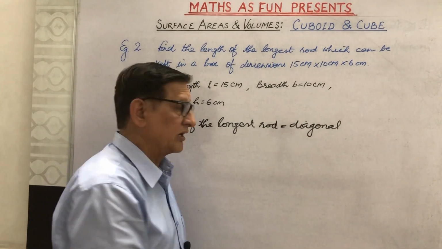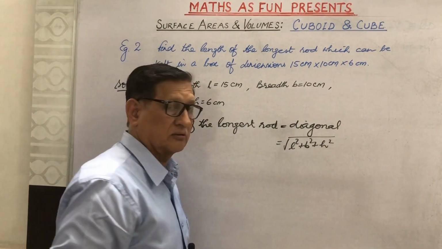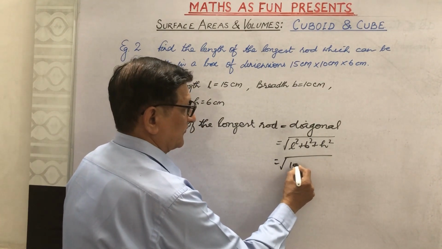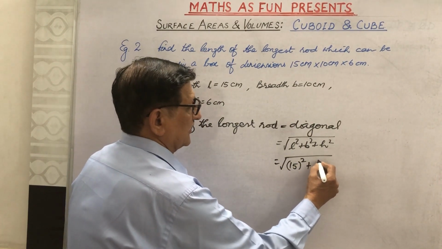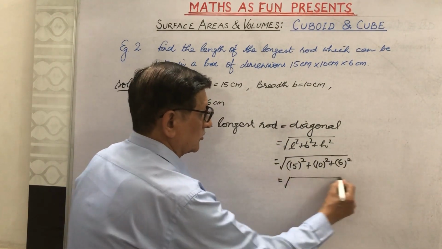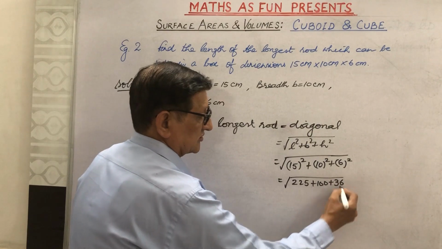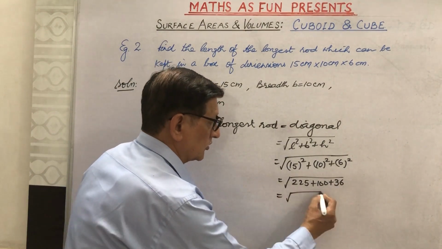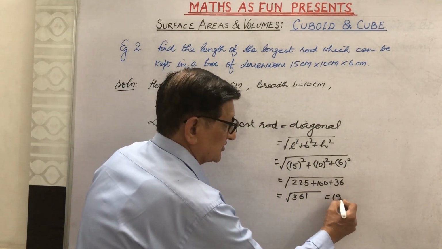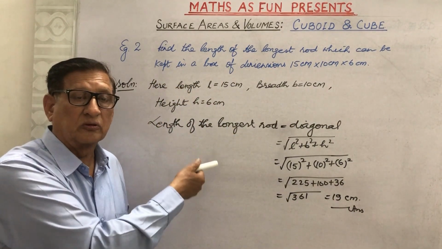And we know the formula for the diagonal is root of L square plus B square plus H square. Substituting the values, we get L square means 15 square, B means 10 square, H means 6 square. That is equal to root of 225 plus 100 plus 36, which is equal to root of 361. And we know root of 361 is 19. So 19 centimeter is the length of the rod which can be kept in this particular box.